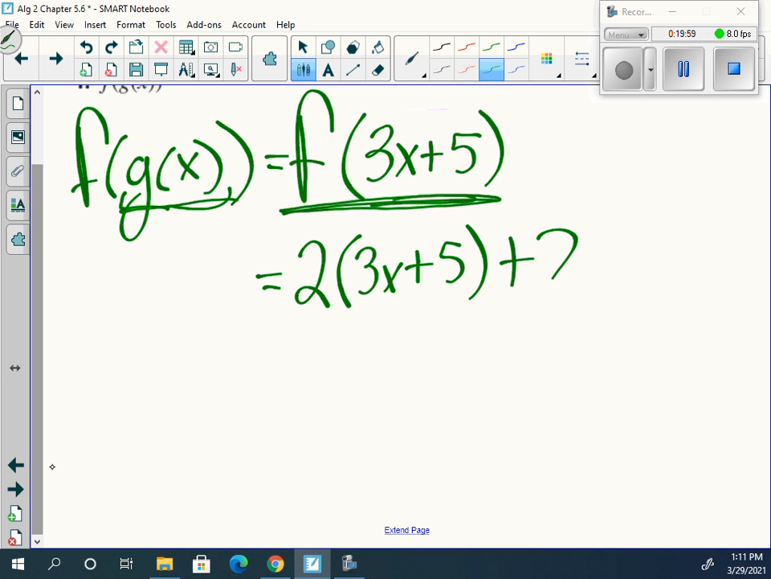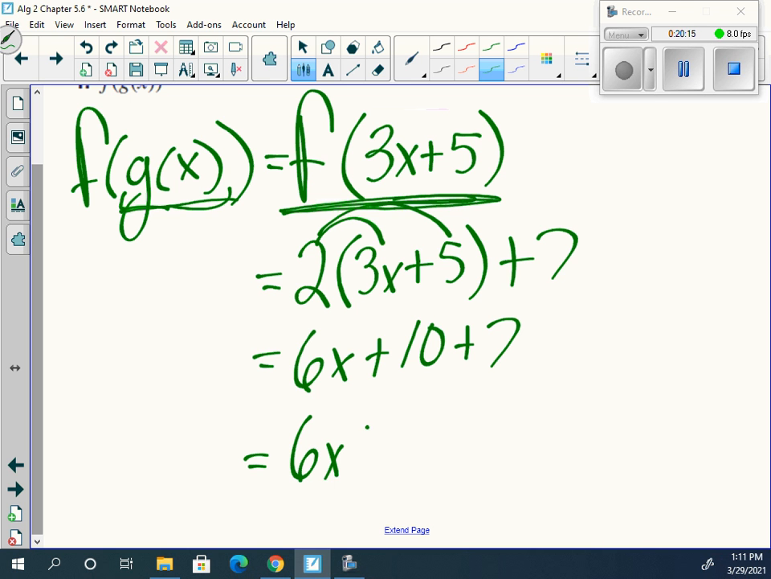Well, the last thing we need to do is simplify this, so we can distribute the 2. 2 times 3x is 6x, 2 times 5 is plus 10, plus 7. F of g of x.